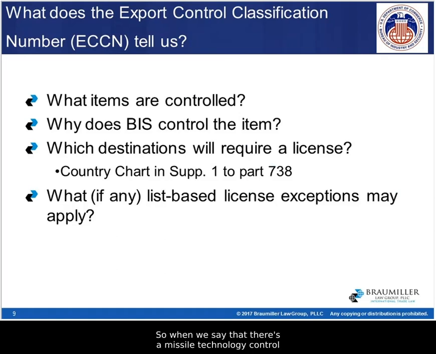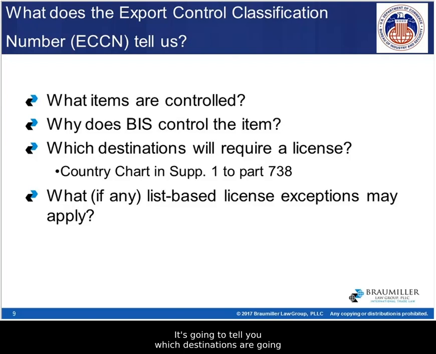So when we say that there's a missile technology control for that particular item, it's because there is a potential use for that item in a missile, right? So we want to prevent that going certain places because we don't know if it's actually going to go for that particular end use or not. So that's why we have concern with certain items going to certain destinations.